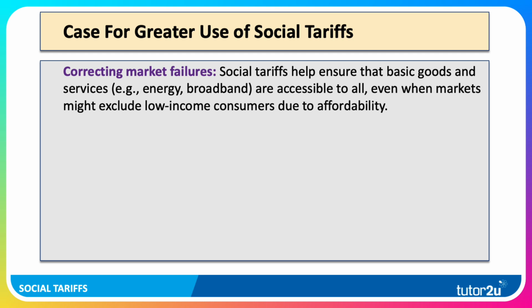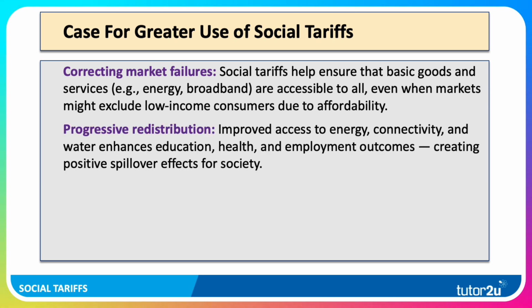So the argument is that social tariffs can help address market failures, so that basic goods and services are accessible to all, even when markets might exclude low-income consumers due to affordability. It's also in many ways a progressive policy. Improving affordability and access to energy, connectivity and water can have wider effects, including health, education and employment outcomes. And that can have long-term positive spillover effects for society as a whole.